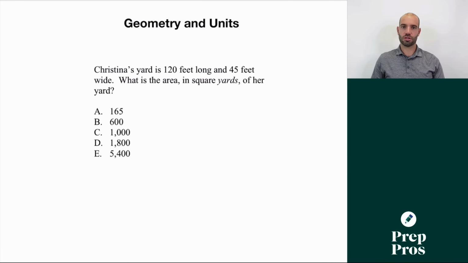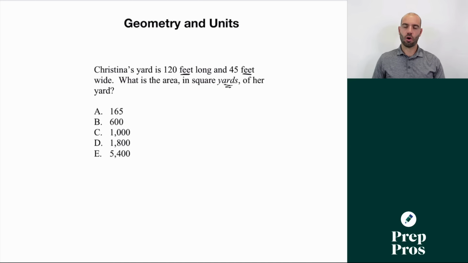If you ever see a question with geometry and various units, such as here, where we see the size of a yard given in feet and the area in square yards, you can use this one pro tip to get it right every single time. Always convert the units before finding the area or the volume. So here, we want to first convert our feet to yards. So 120 feet, 1 yard is the same as 3 feet, so we divide that by 3, and it's going to give us 40 yards. And the width, 45 feet, if we divide by 3, is going to be 15 yards.